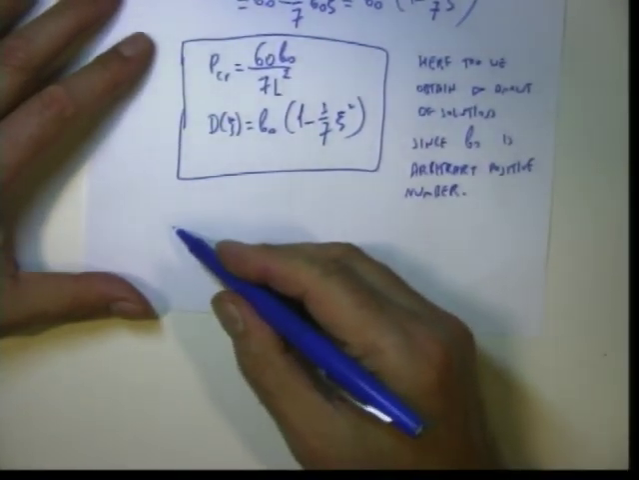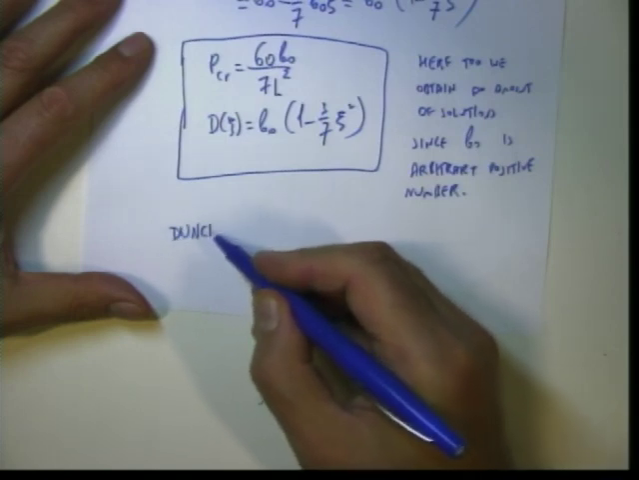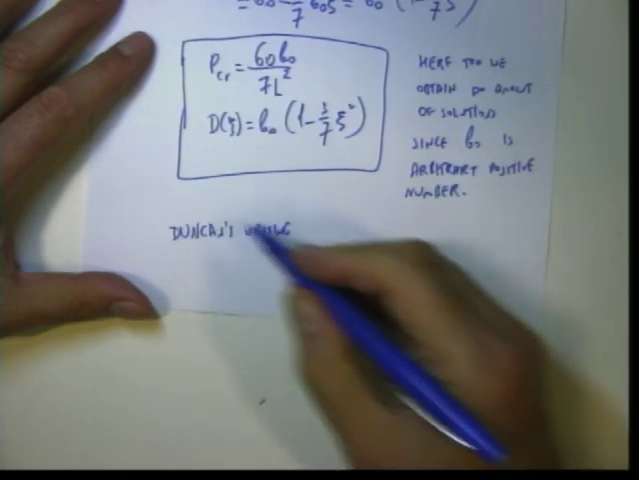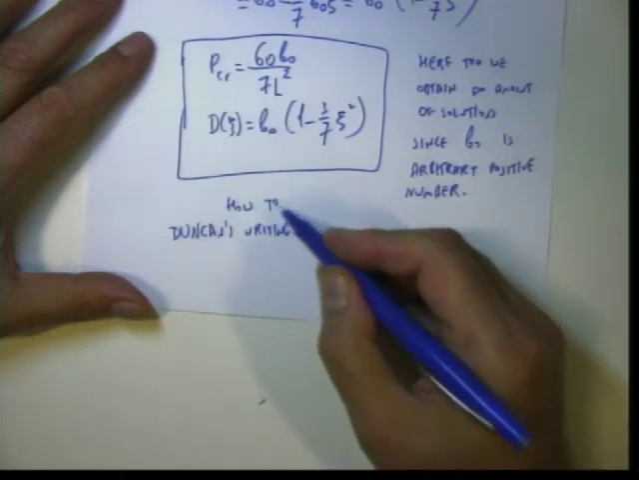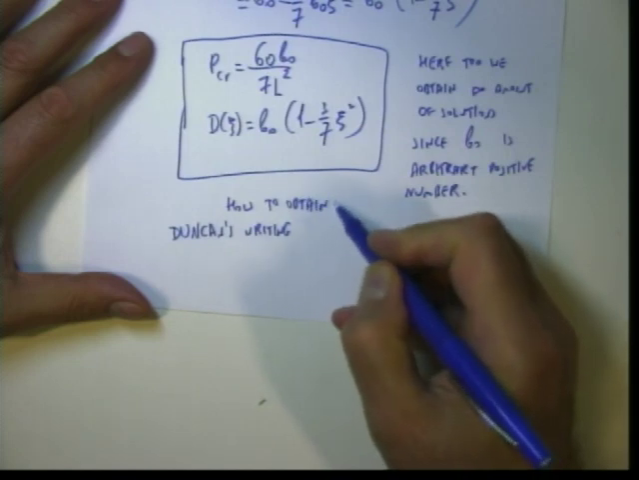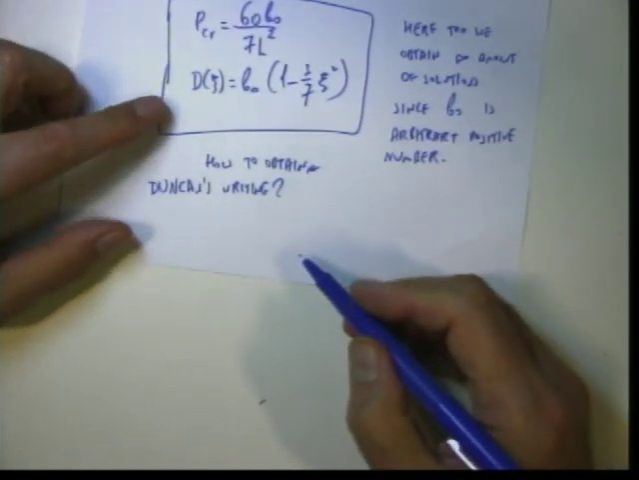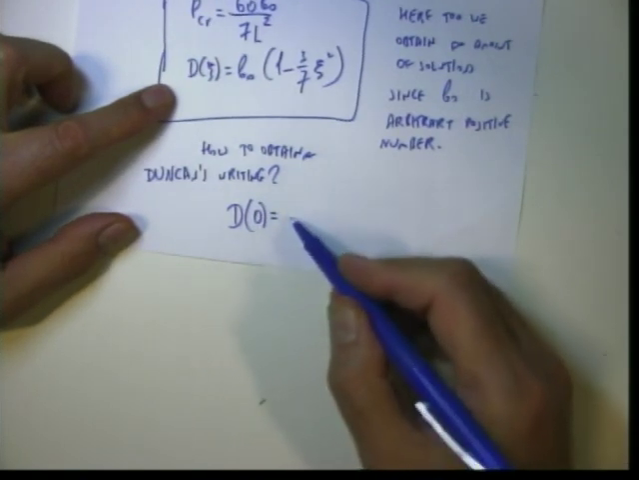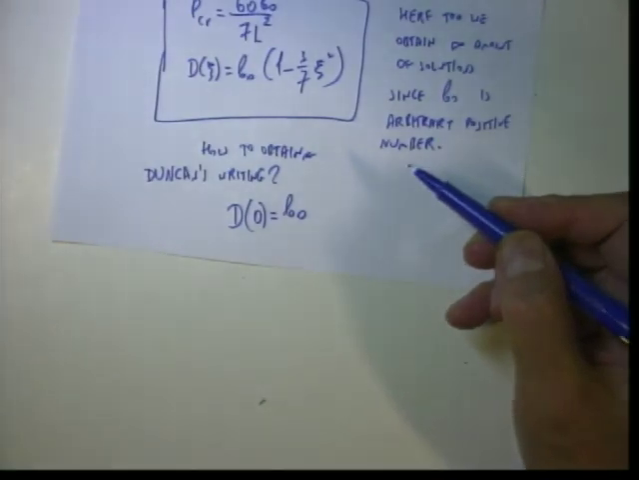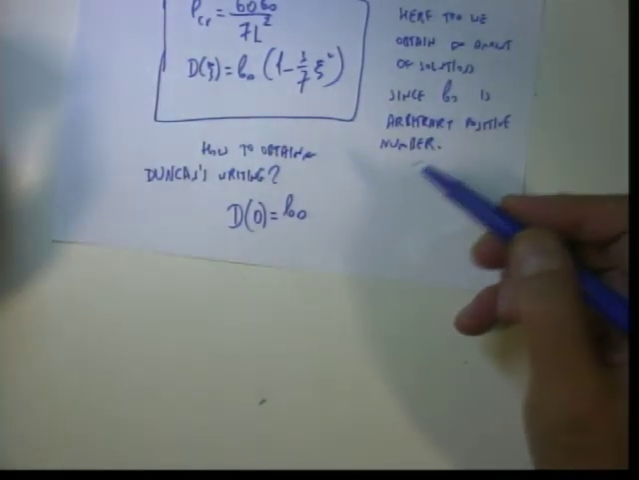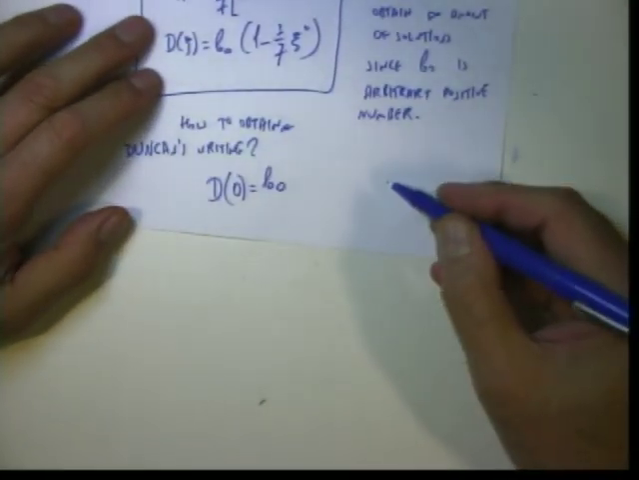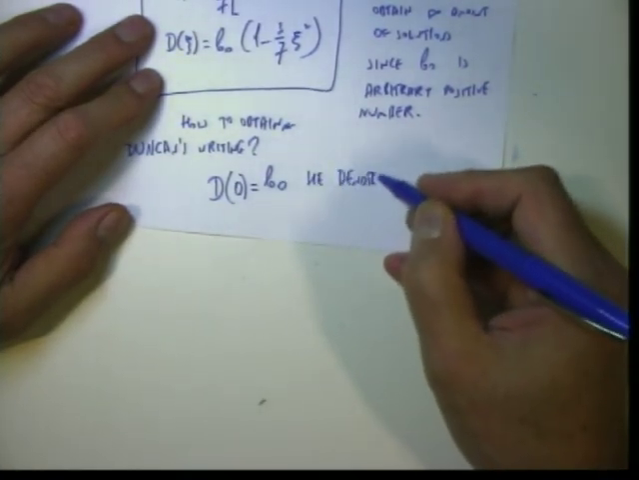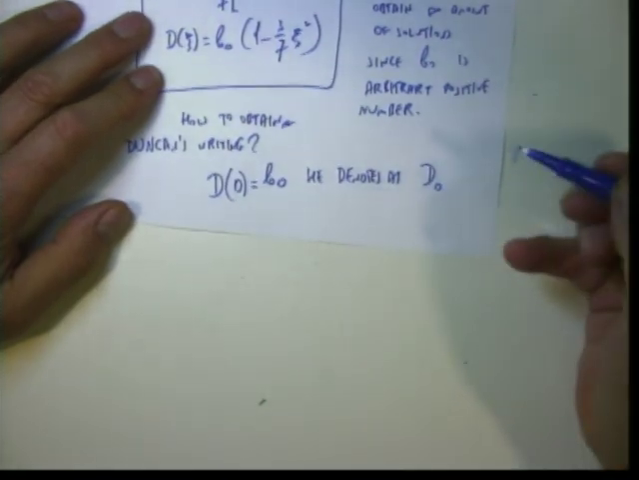Now, Duncan's writing. How to obtain Duncan's writing? It's very simple. Calculate D of 0. D of 0 equals B0. So therefore he denotes this as d sub 0.